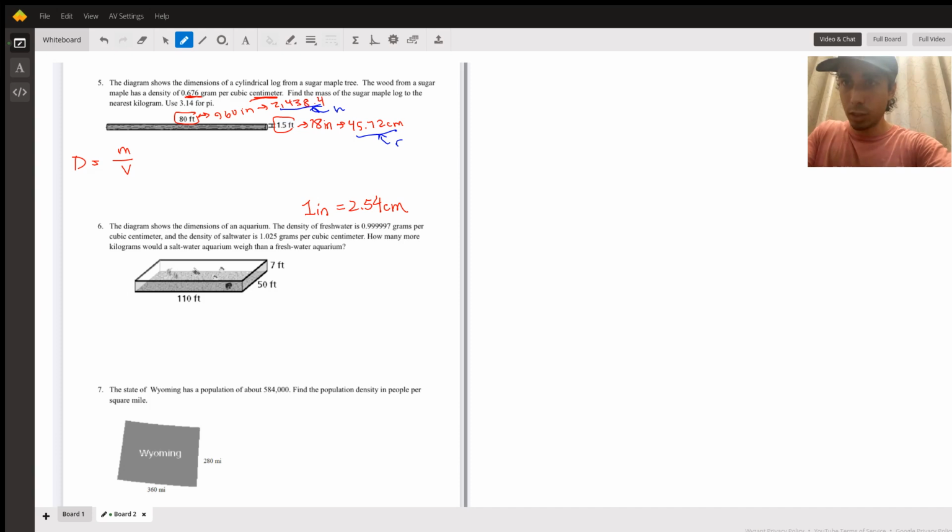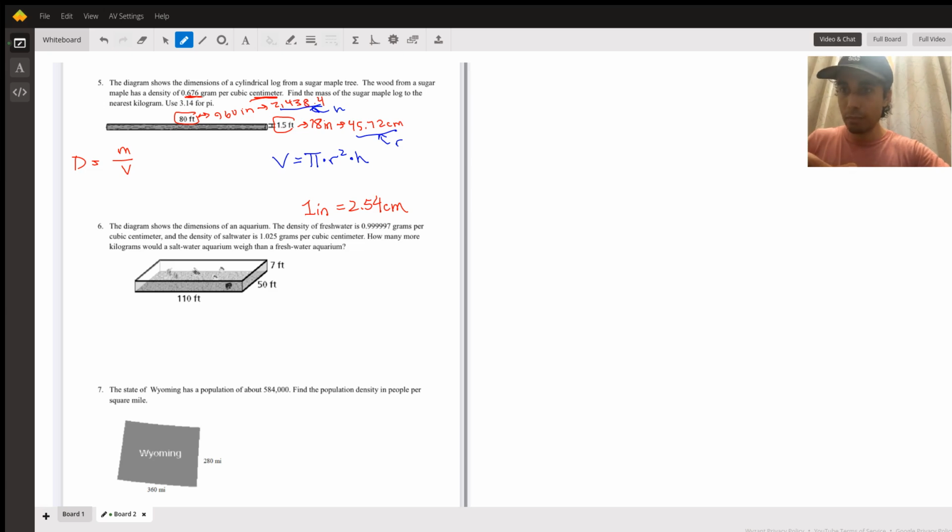All right, so we've got volume equals, remember the formula, pi times the radius squared times the height. Well, the radius is 45.72 and the height is 2,438.4. All right, so go ahead, plug that in. Don't forget to use 3.14 for pi. And so your radius times 45.72.